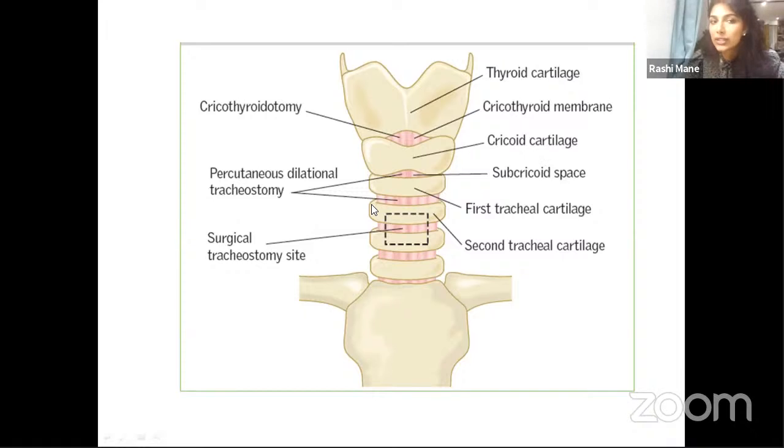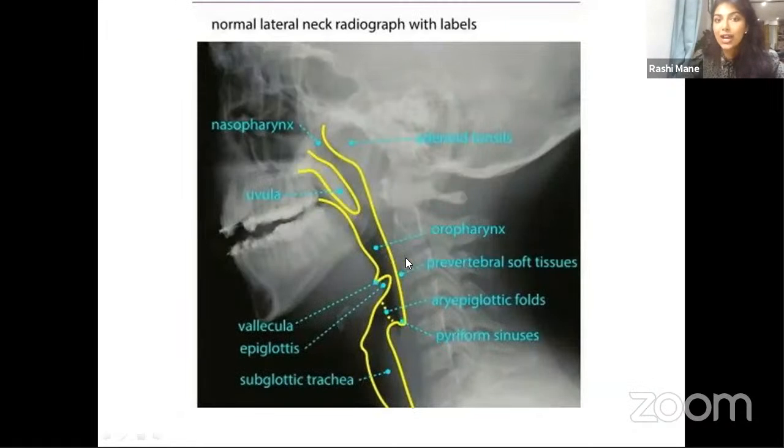And once again, cricothyroidectomy also isn't a long-term management, so especially in ITU patients, you have to think about a tracheostomy, so it goes straight down to the lungs through the tracheostomy site, which is between the second and third tracheal rings. So now we're going to go through some cases, just to describe a normal neck x-ray, because a neck x-ray can actually show you a lot of details.